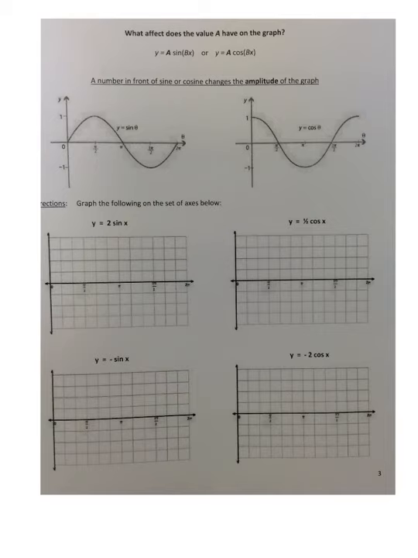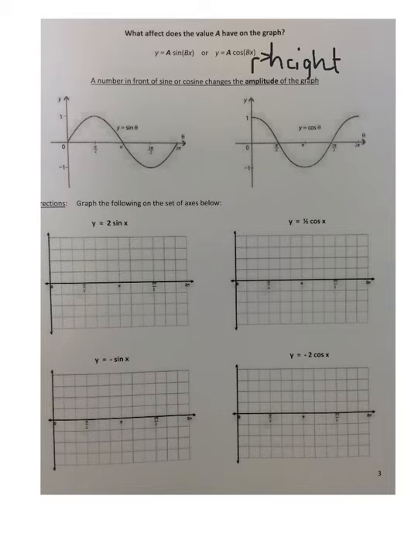Okay, so now if you would turn to page 3, let's just look for a moment. On page 2, the explanation of all of this was given, but it says up here, what effect does the value A have on the graph? Notice that the A comes before the word sine, or before the word cosine. A is your amplitude, and it says right here, a number in front of the sine and the cosine changes the amplitude. Amplitude is just a fancy word for height. So when you see that word amplitude, all you're going to do is think the height of something. Okay?